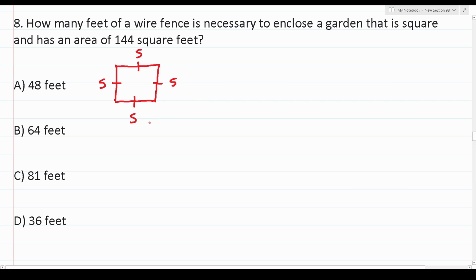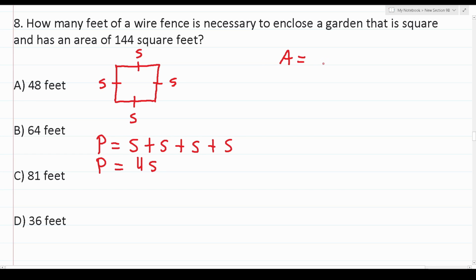To find how much wire fence is necessary to enclose this garden, we would add this length of fence to this length of fence to this length of fence to this length of fence. In other words, we would be finding the perimeter of this square. And to find the perimeter of any polygon, you simply add up all of its sides. So that would be S plus S plus S plus S. And we can reduce this by writing it as 4S.